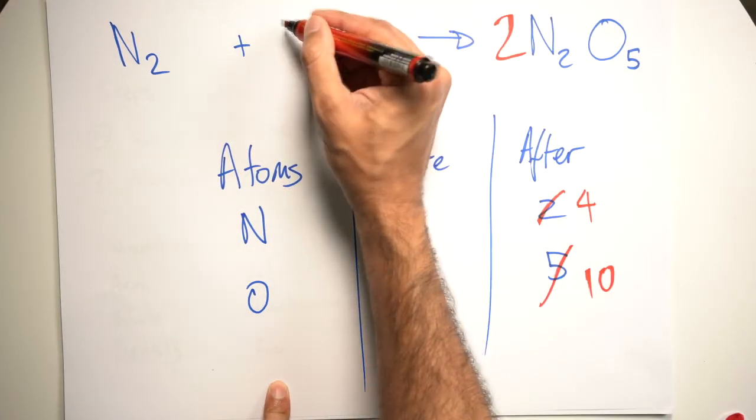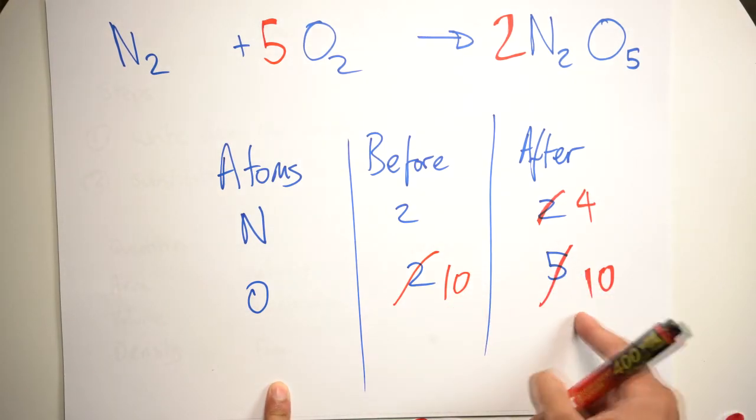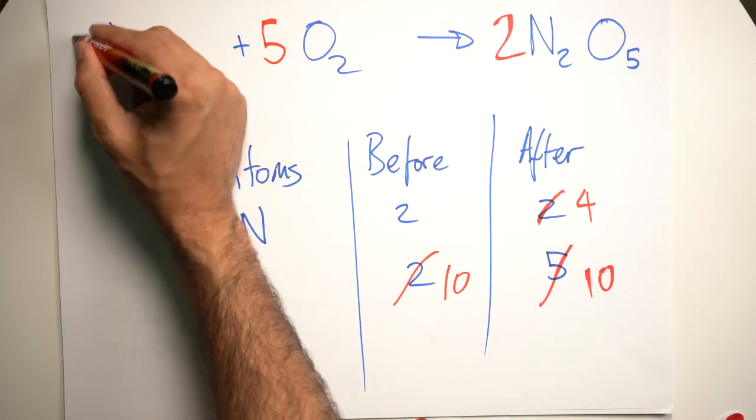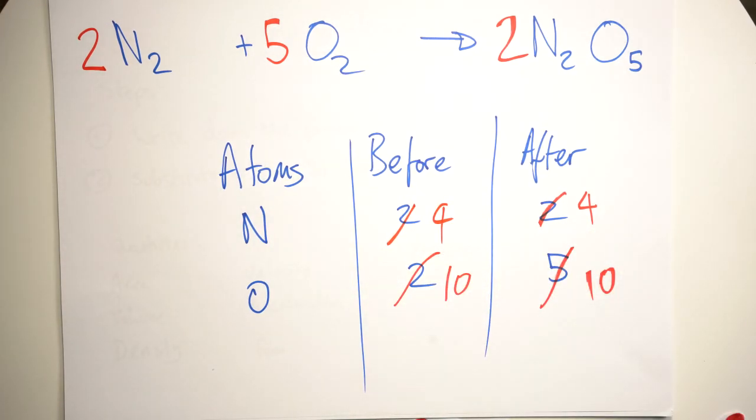Something times 2 gives 10. It's going to be 5. So now the oxygen is balanced, but the nitrogen isn't until I put a 2 here. Voila, it's balanced. It's as easy as that.